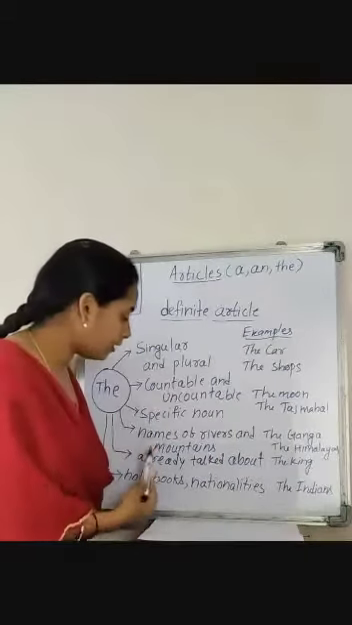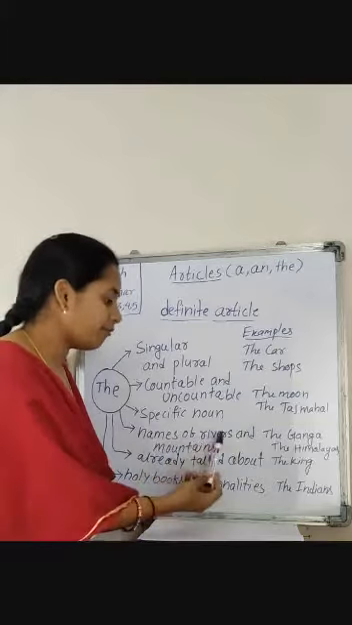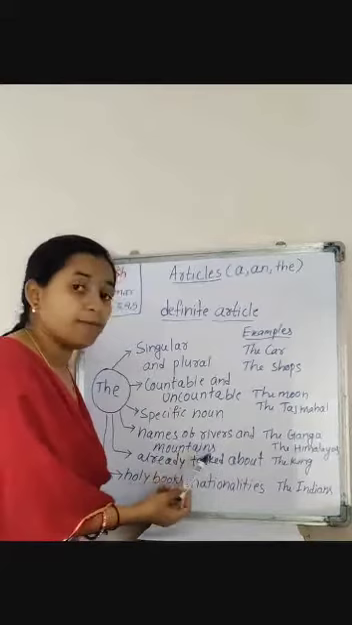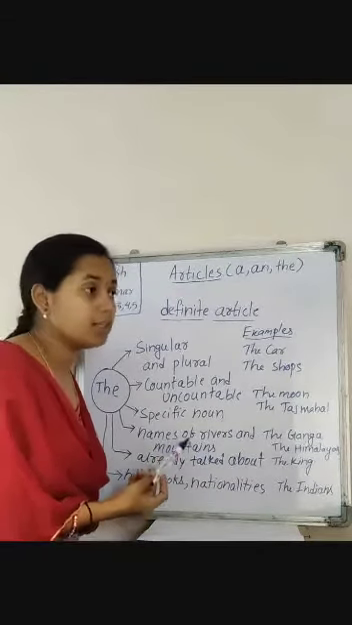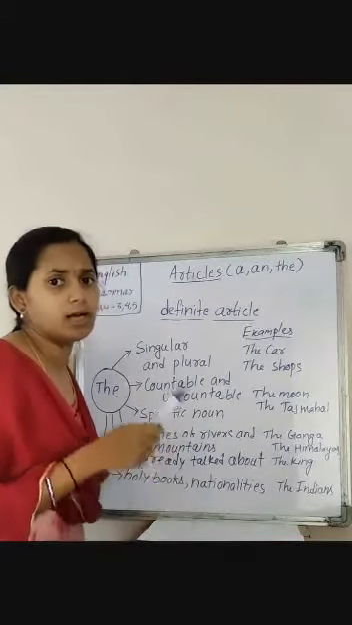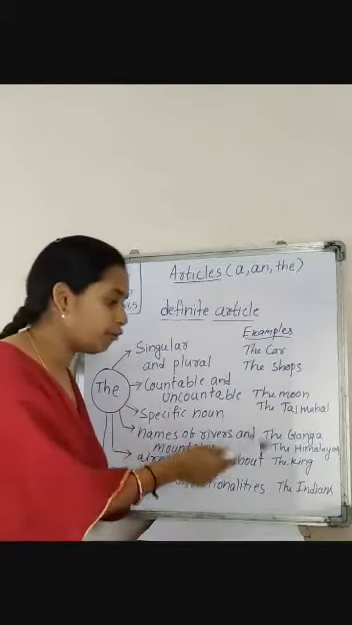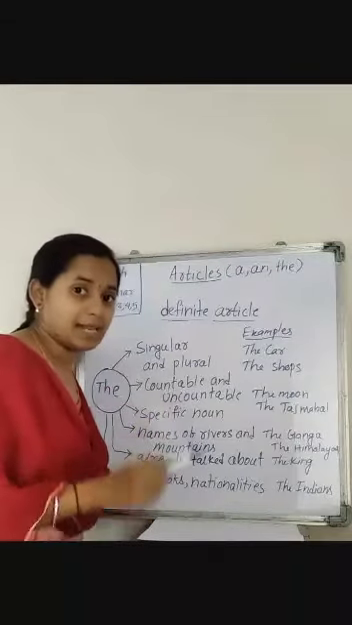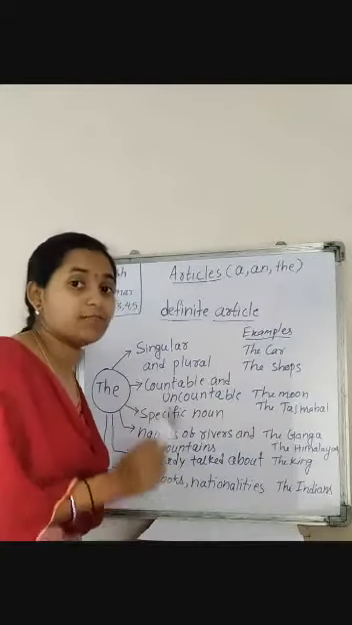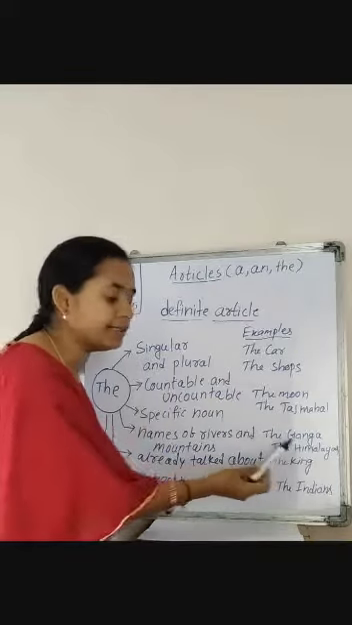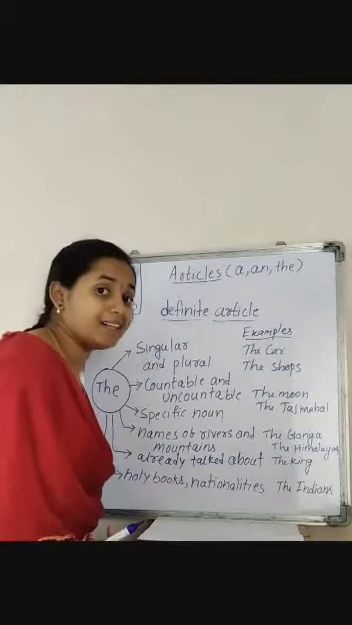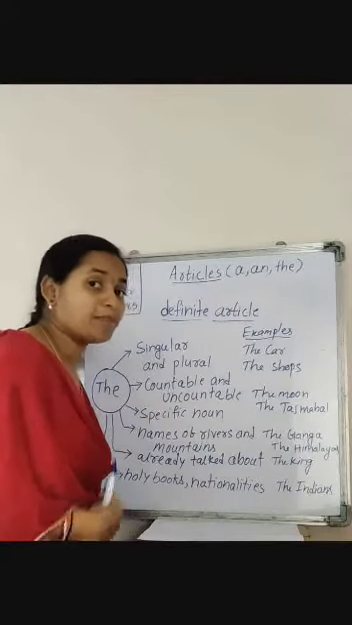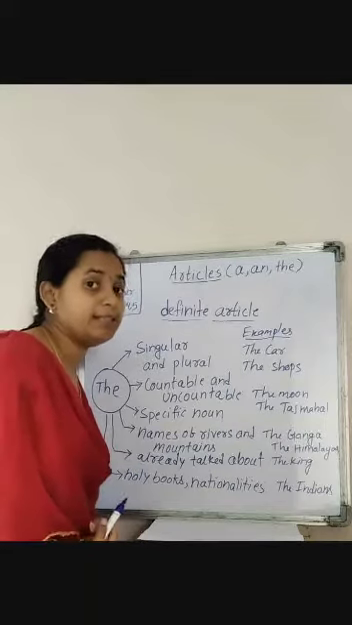Okay. Now moving to the next rule. What is that? Names of rivers. Okay kids, so the can be used before the names of the rivers. What are the rivers? Ganga, Yamuna, Krishna, Godavari, these all. When these particular rivers come in a sentence, before them we have to use the. Like the Ganga, the Yamuna, the Krishna, the Godavari. So before the names of the rivers, we have to use the definite article the.